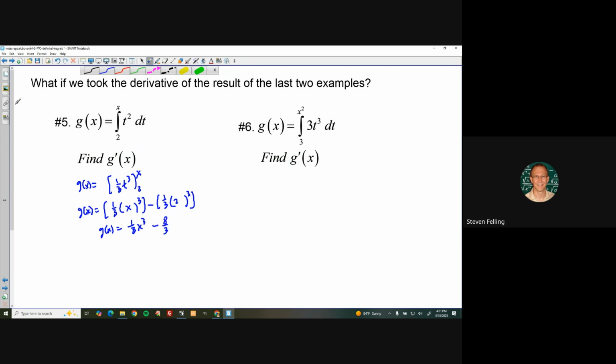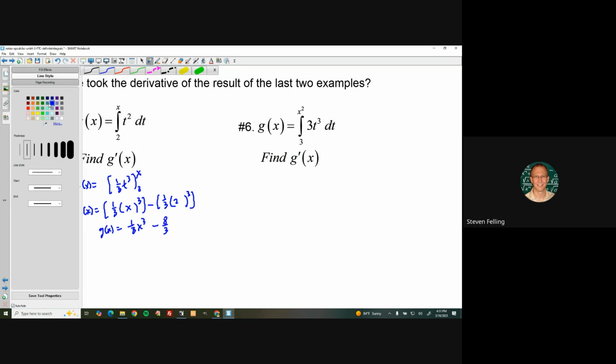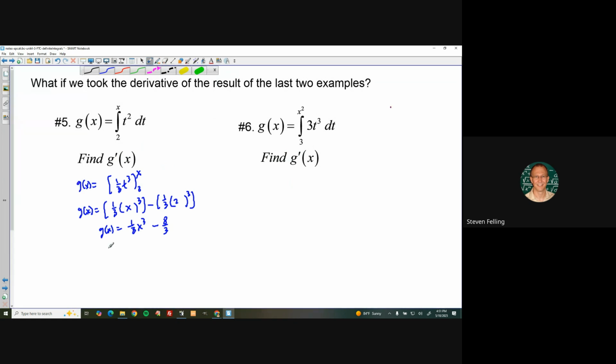But then it's saying, now let's find the derivative of that, g prime. So g prime means we're going to take the derivative of this 1/3 x cubed minus 8/3. So the derivative here would be, we would bring this 3 back down, and it would be 1 times x squared, and the derivative of that constant is 0. So I want you to notice something here.